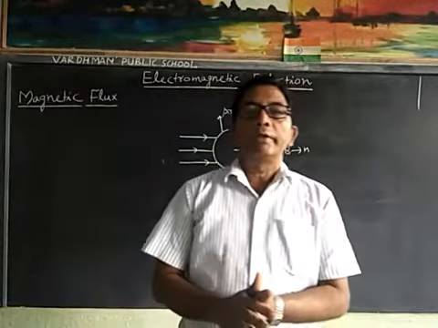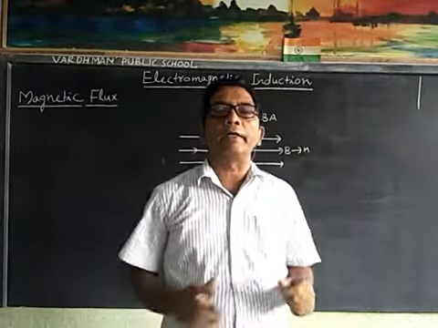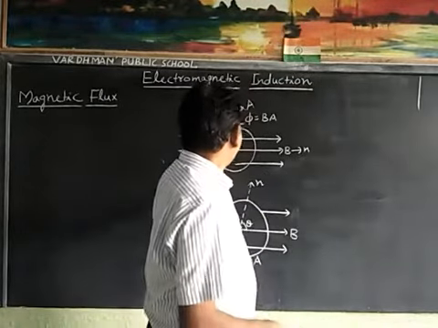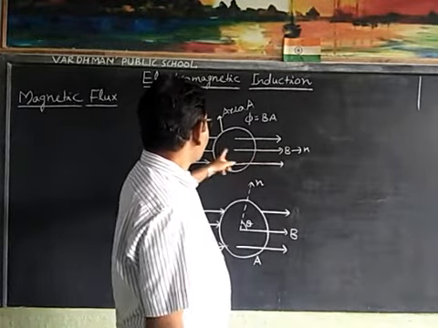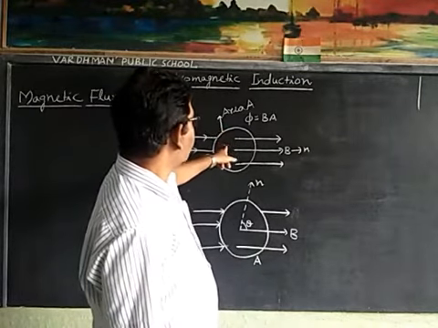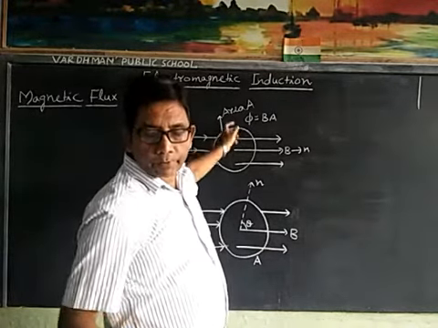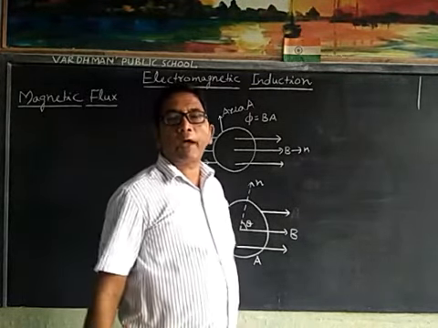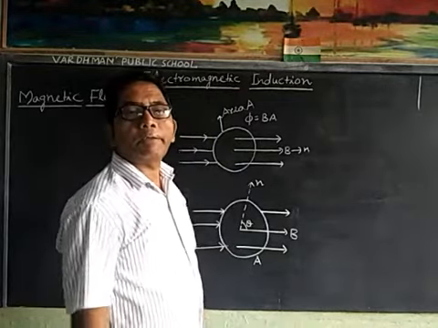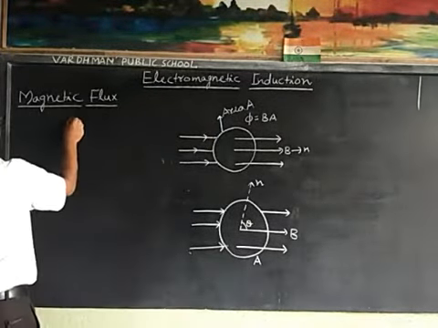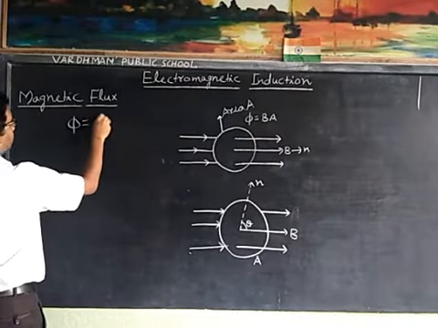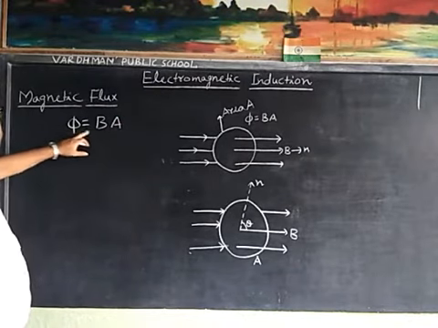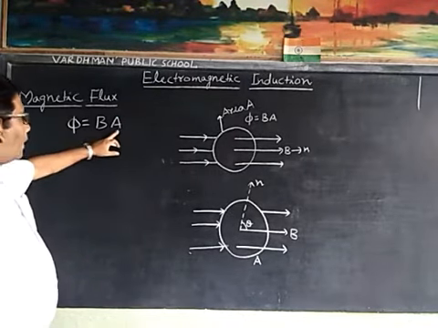If a uniform magnetic field B passes normally to a plane surface of area A, then magnetic flux phi is equal to B into A, where phi is the magnetic flux, B is the magnetic field and A is the area.